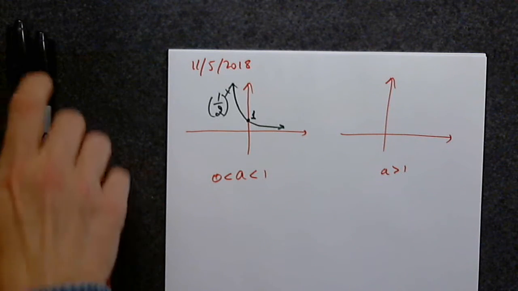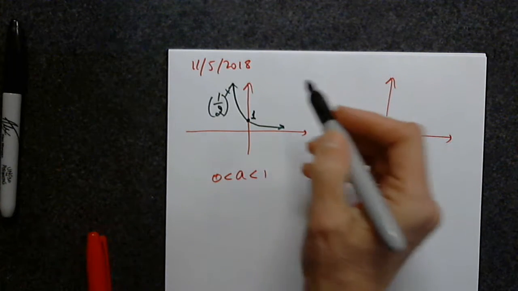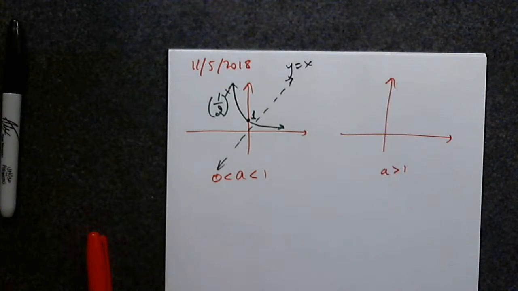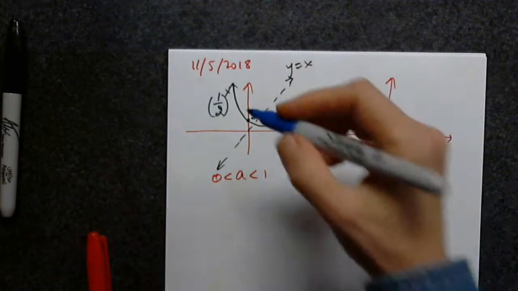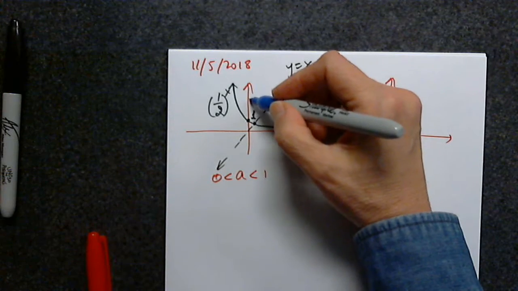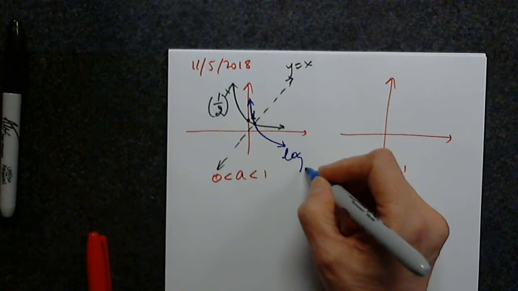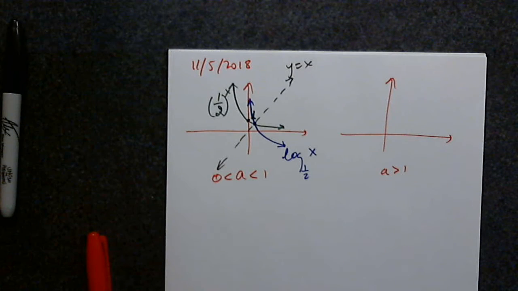If I want to graph the inverse function on the same coordinate system, remember I have to graph this line, which is y equals x, because where the function is crossing, so will the inverse function. So it's also decreasing. So this is the function log base 1/2 of x. For an exponential and log to be inverses of each other, they must have the same base.